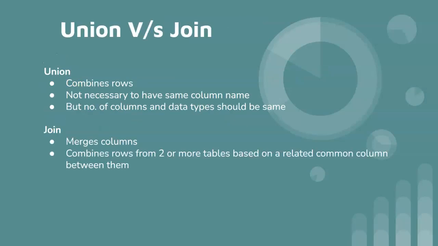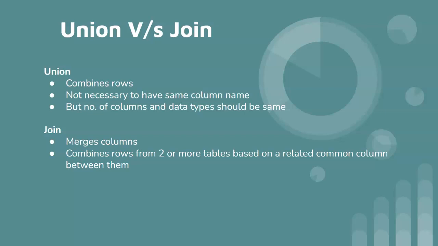Union versus join. The union is used to combine rows of two tables. For combining two select statements, we use union. In union, it's not necessary to have the same column names, but the number of columns should be the same, and even the data types should be the same. Join, on the other hand, merges the columns. It combines rows from two or more tables based on a common condition between them.